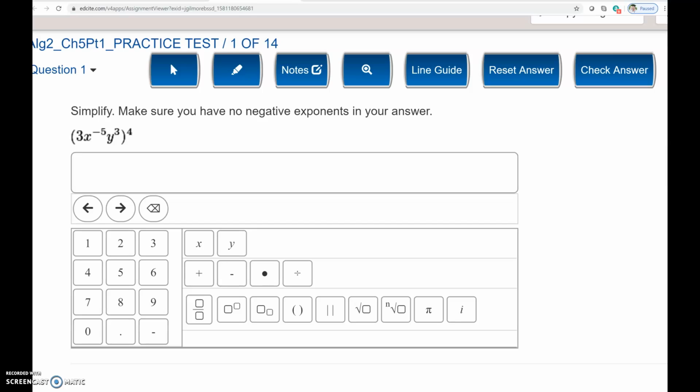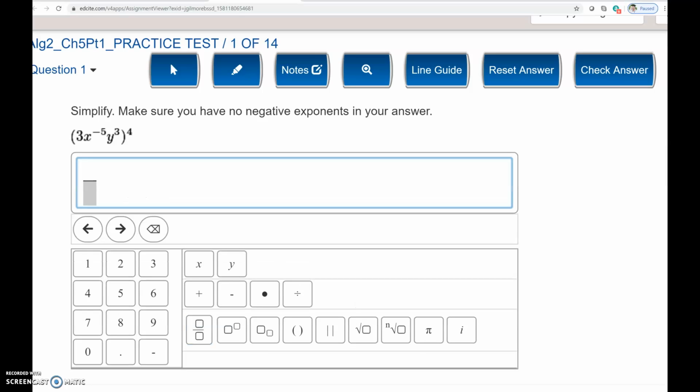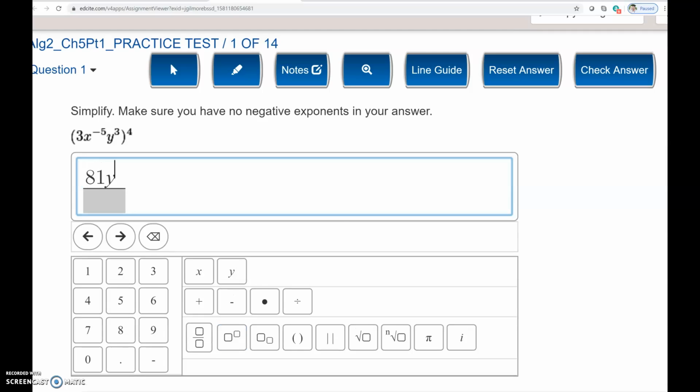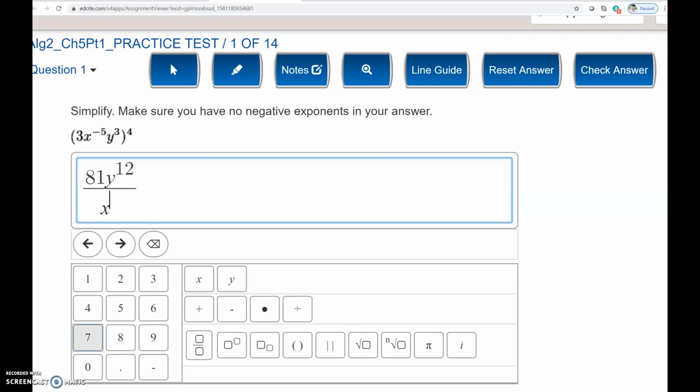When you know your answer has a top part and a bottom part, you have to hit this fraction button first, and then you can type in the top part, which is 81y. This next button is the exponent, so y to the 12th. And then on the bottom, we have x to the 20th. So x raised to the 20th.